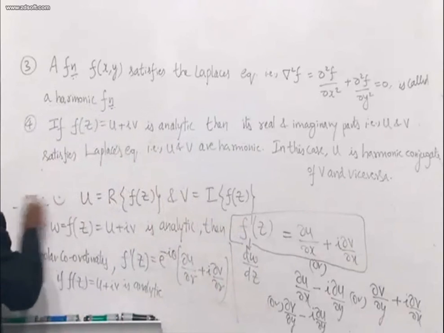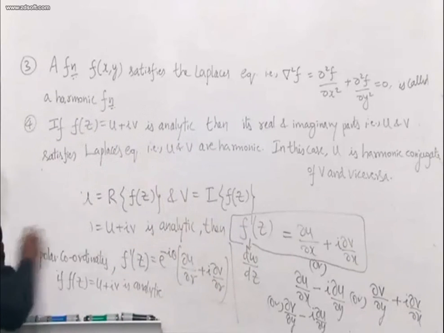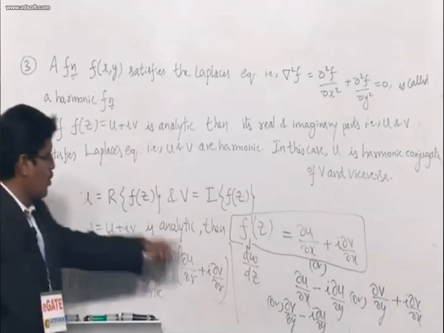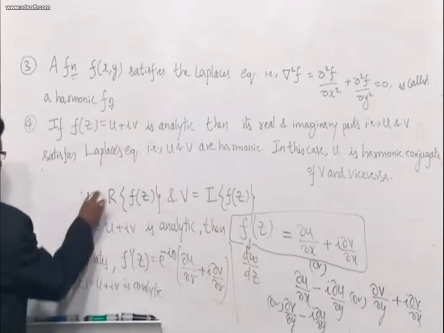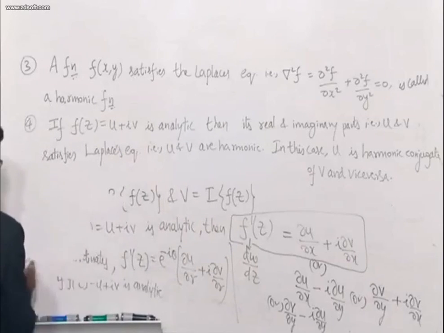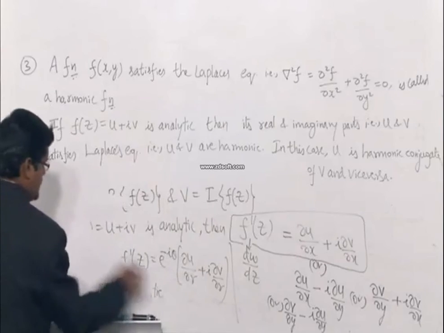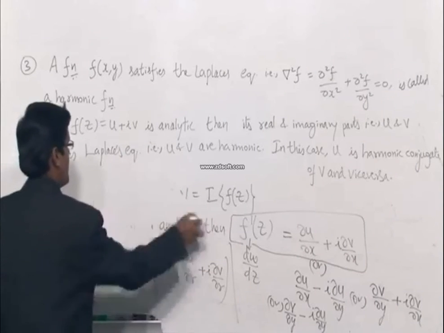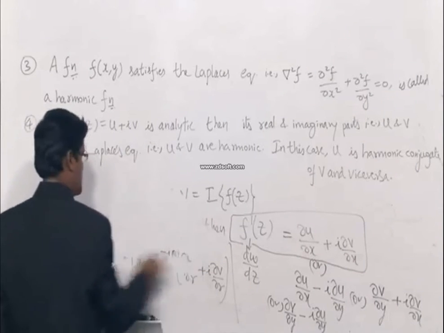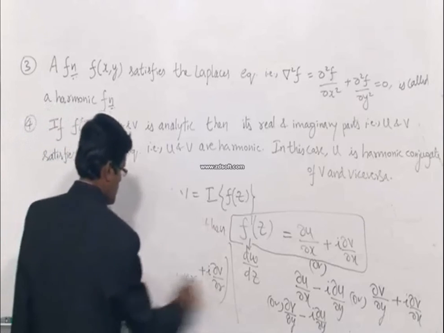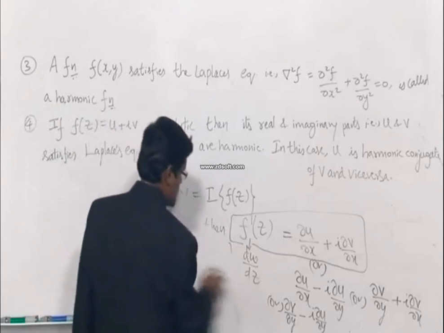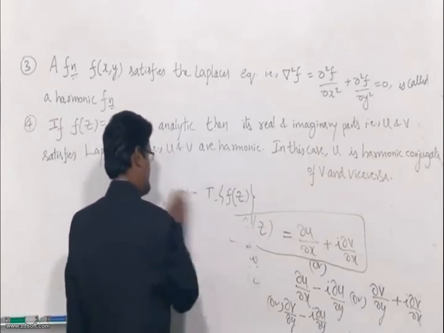Remember the Cauchy-Riemann equations in both systems. Remember the formula for finding f dash z in both systems whenever f of z is analytic. And Laplace's equation, that is also for 1 mark or 2 marks questions.